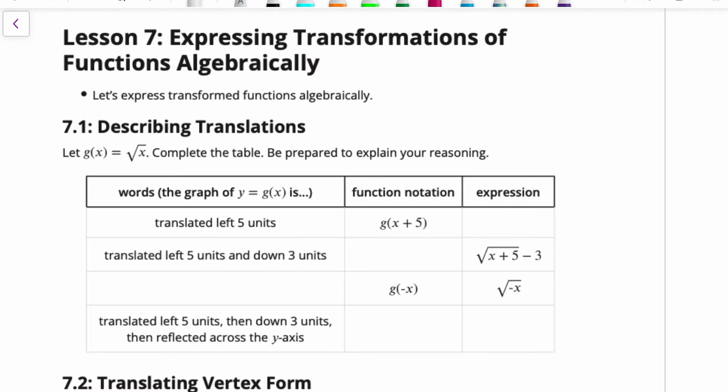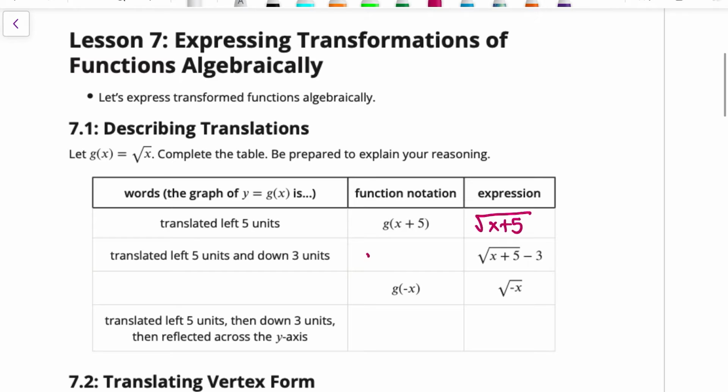So we're going to translate the graph left 5 units. And so the function notation is g of x plus 5, because remember, left is positive and right is negative. And so we would end up with the square root of x plus 5. All right, the next one, we're translating left 5 units and down 3 units. And you can see the expression is the square root of x plus 5, and then subtracting 3 from that. So g of x plus 5, and then we're going to subtract 3.